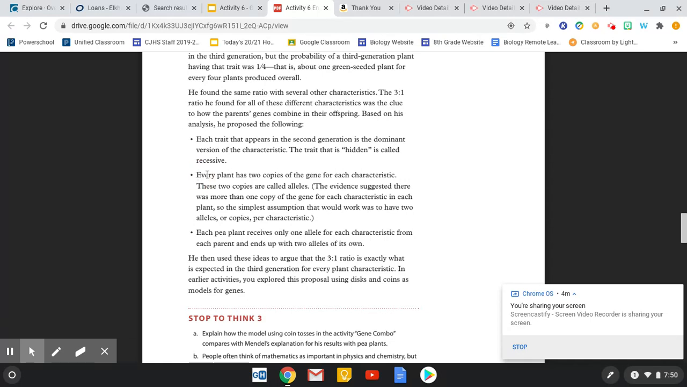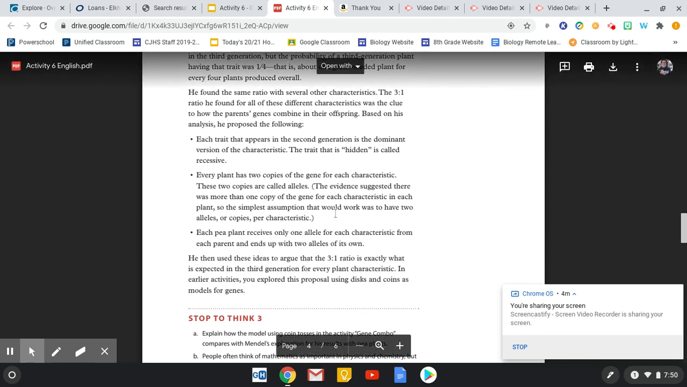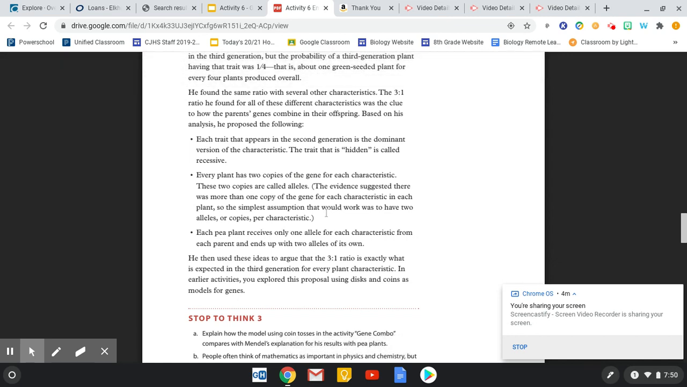Okay, Mendel also found out that every plant has 2 copies of the gene for each characteristic. These 2 copies are called alleles. The evidence suggested there was more than 1 copy of the gene for each characteristic in each plant, so the simplest assumption that would work was to have 2 alleles. We know now that these alleles, they have 2 copies as a side note because 1 comes from the mother and 1 comes from the father. Going on.